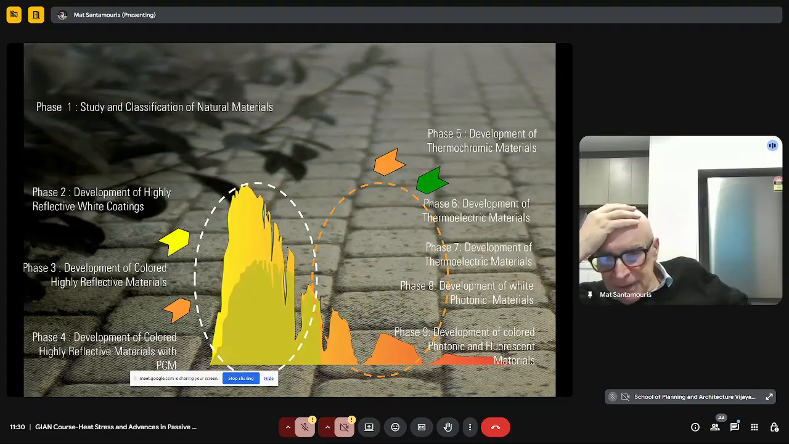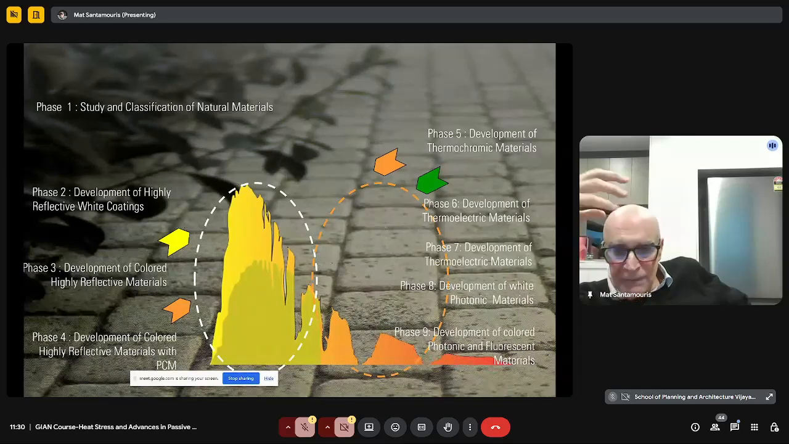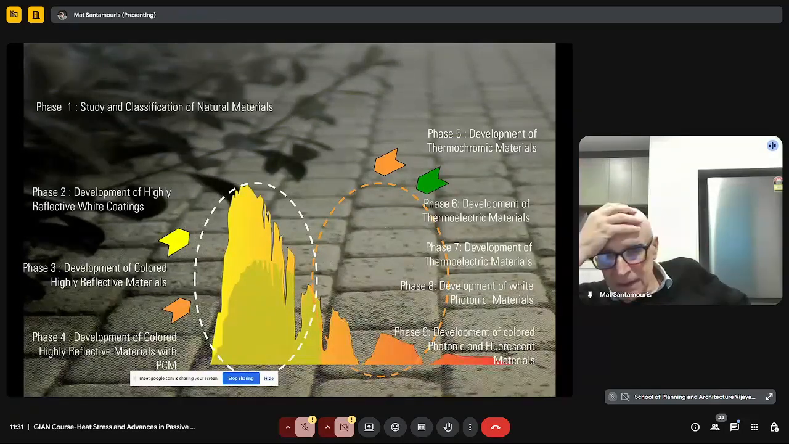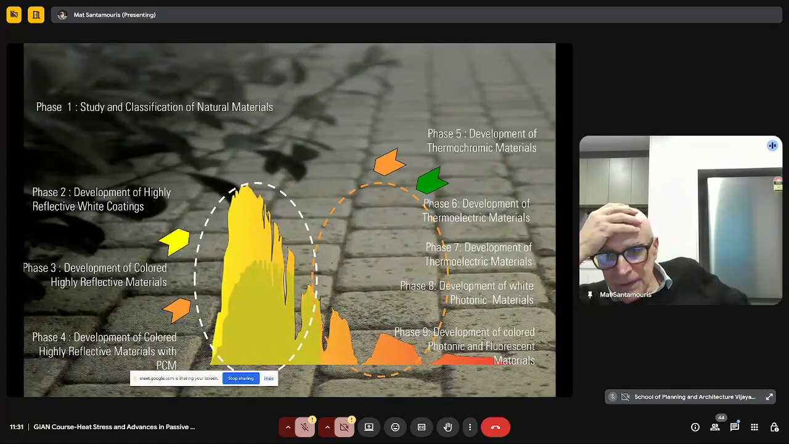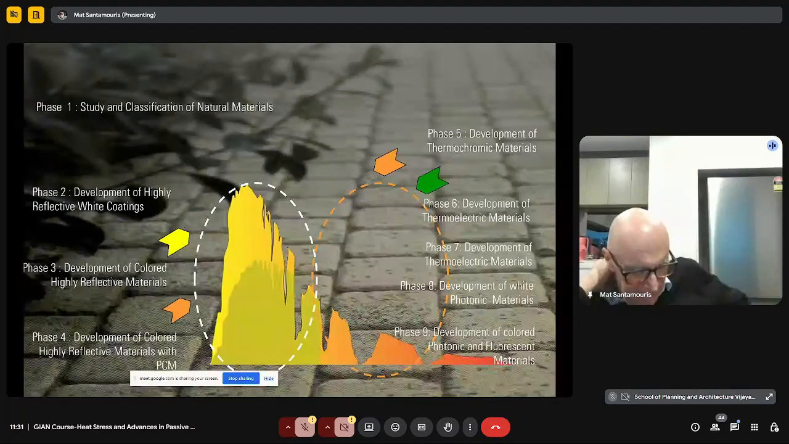Then there are some other materials, thermoelectric materials, and the principle is that once these materials are heated, they generate electricity. Or when they are supplied with electricity, they store or release heat. There is a lot of research on this type of materials, but fortunately or unfortunately, we don't have these materials ready for use in the built environment.